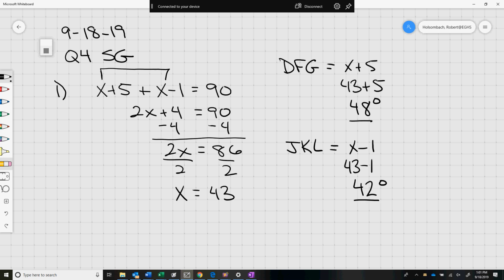Set the sum of the expressions equal to 90, and solve for X. After you solve for X, substitute it back into each expression to find the measure of each angle.